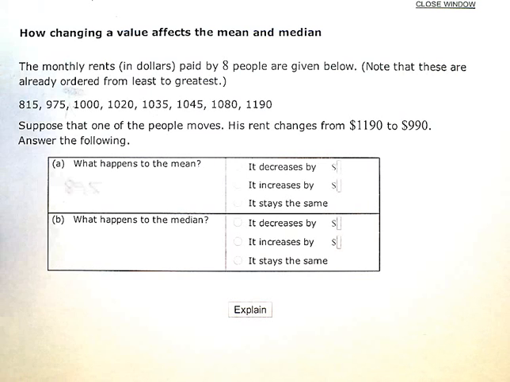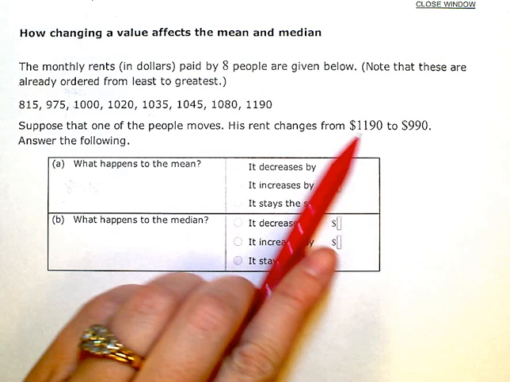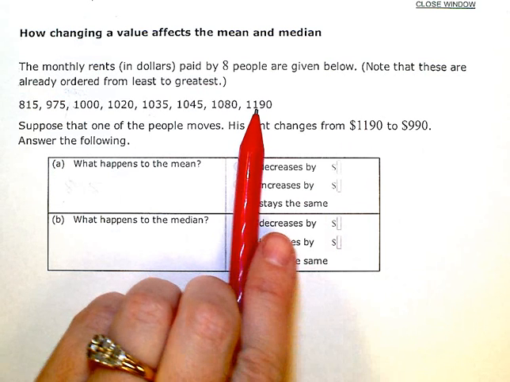How changing a value affects the mean and the median. The monthly rents in dollars paid by 8 people are given below. Note that these are already ordered from least to greatest. Suppose that one of the people moves, and his rent changes from $1,190 to $990.